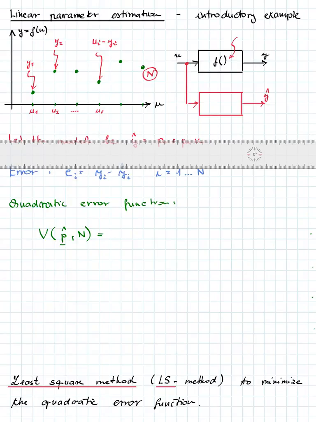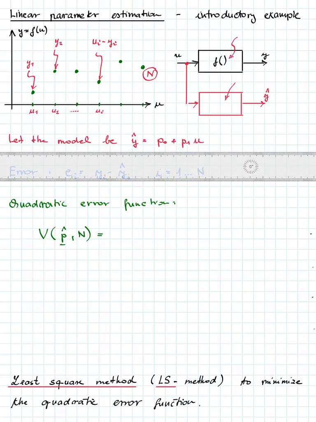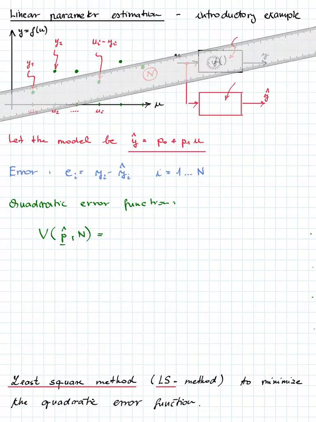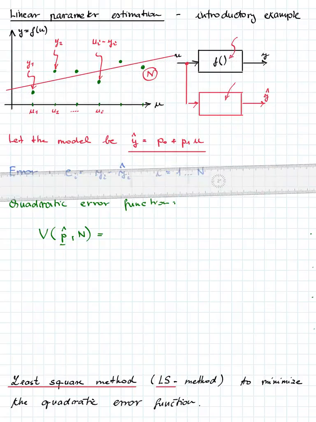We are going to set up a model for this. In this case, and this is why it's an introductory example, the model is very, very simple. It's a linear model with two parameters, p0 and p1. We don't know these values yet. We would like to calculate p0 and p1 somehow to get a linear model. And this linear model looks like this one. This will be the modeled characteristic.